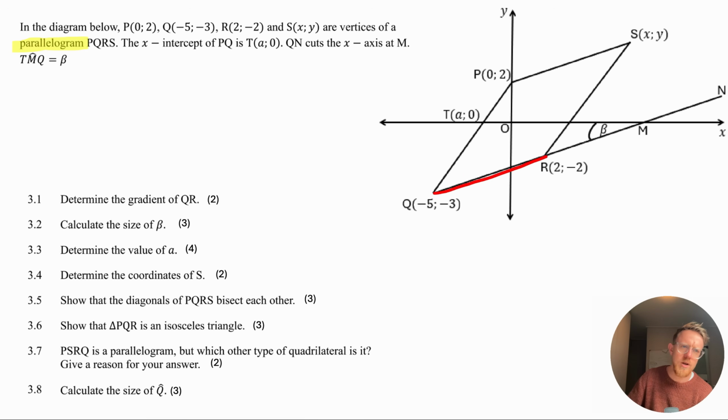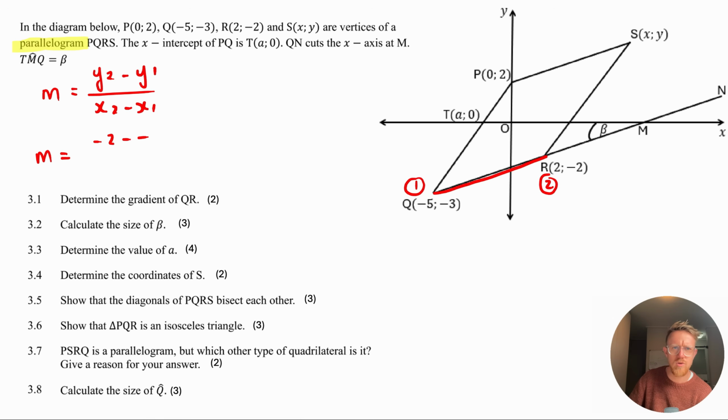We know that gradient is equal to y2 take away y1 over x2 take away x1. You could call this point number 1, or you could call this point number 2. That's up to you. If we work this out, we get minus 2 take away minus 3 over 2 take away negative 5. Just type it on the calculator. We should get 1 over 7.